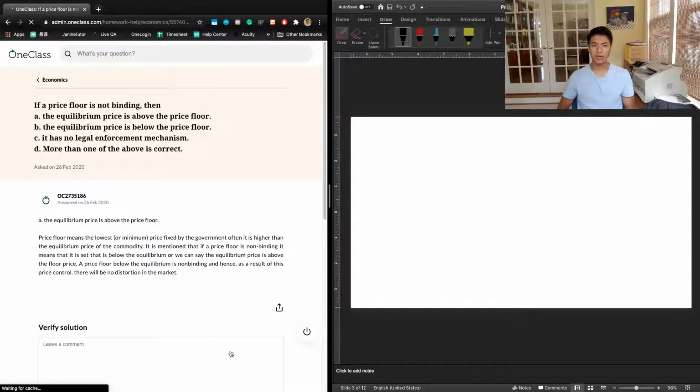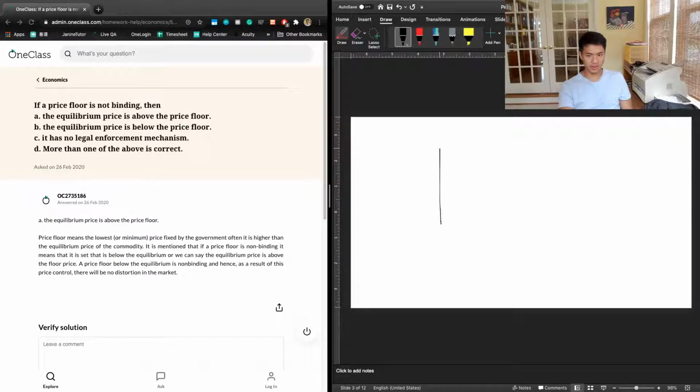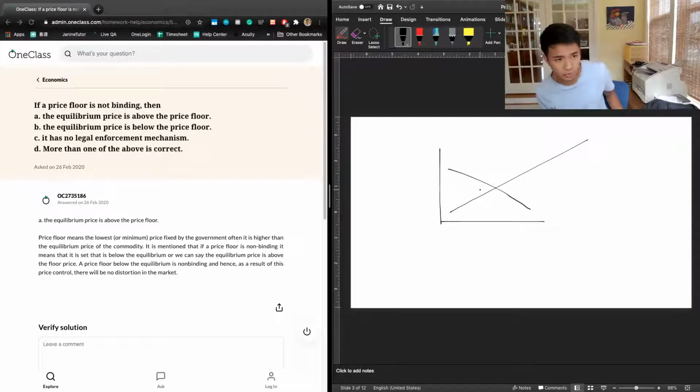Next question. If a price floor is not binding, then A, the equilibrium price is above the price floor. B, the equilibrium price is below the price floor. C, it has no legal enforcement mechanism. Or D, more than one of the above is correct. So price floor, let's take a look at the graph. So you have our demand curve here, we have our supply curve here. A price floor is saying a minimum price for which the price can go no lower.